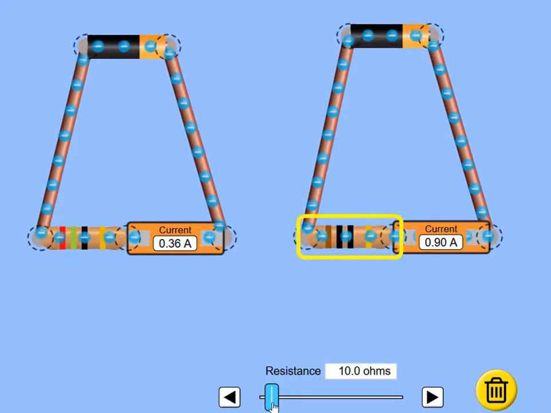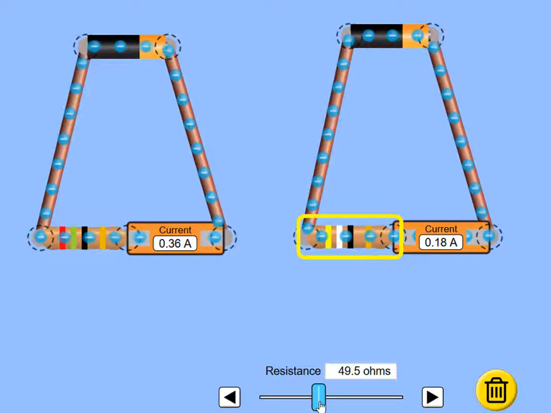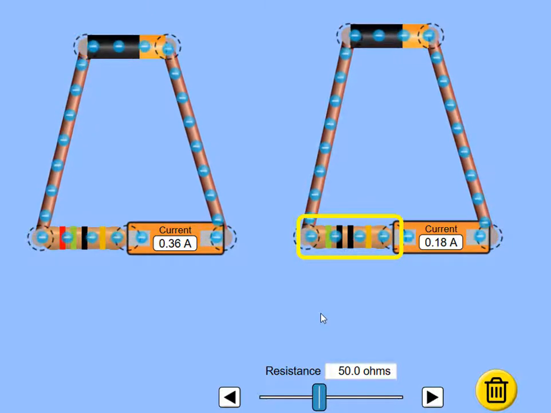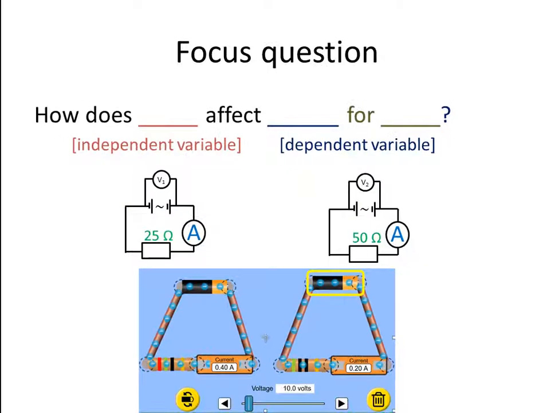You can see that the colors on the resistor change as we move the slider of the resistance across. Then we can alter the value of the voltage of each of the batteries. And that is what we're going to do between the treatments. So what is our focus question? We have to identify the independent and dependent variables. What are we changing between the treatments?